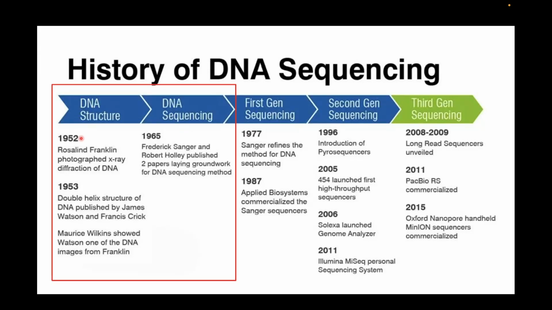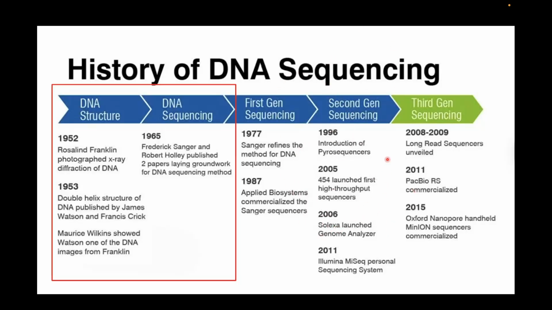So, understanding the pre-genomic and genomic era, the history of DNA sequencing. The DNA structure was first solved in the 1950s by Rosalind Franklin, James Watson and Francis Crick. Maurice Wilkins also is to be credited for the DNA structure, and DNA sequencing was introduced by Sanger, commonly known as Sanger sequencing, in 1965. Now this is the pre-genomics era. Then comes the first generation sequencing, where Sanger refines the method for DNA sequencing, and Applied Biosystems commercialized the Sanger sequencers in the 1970s to 1980s.